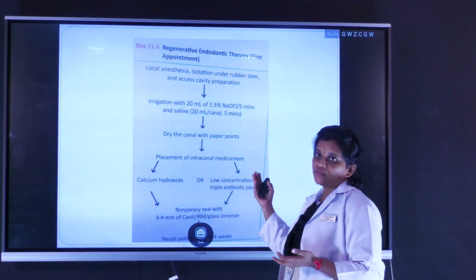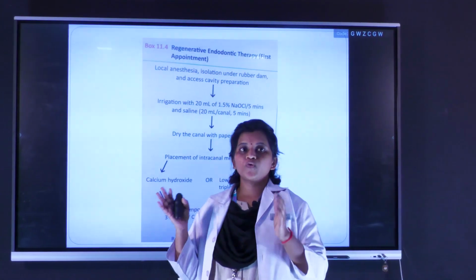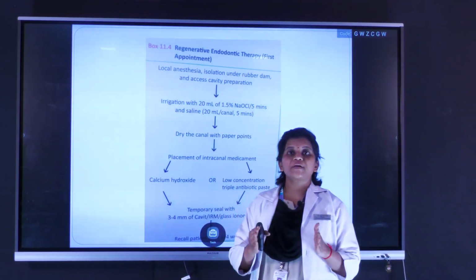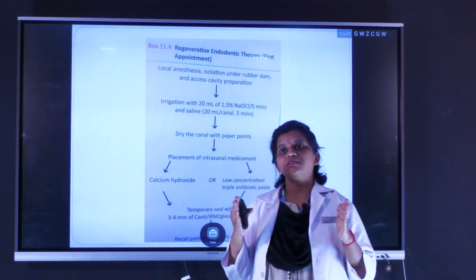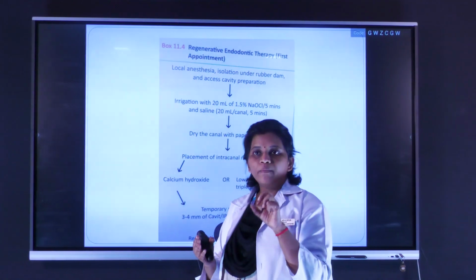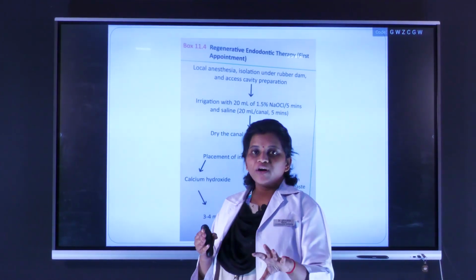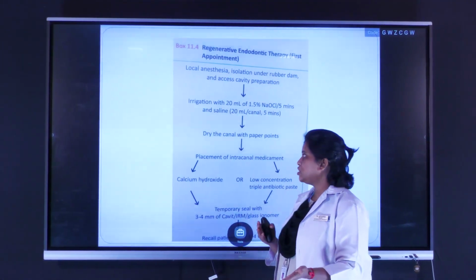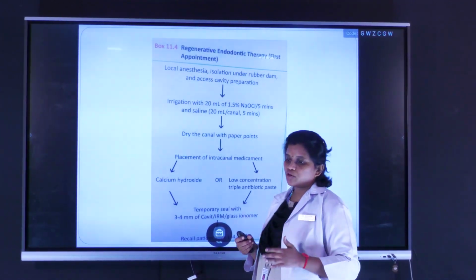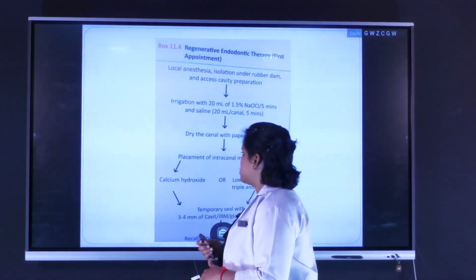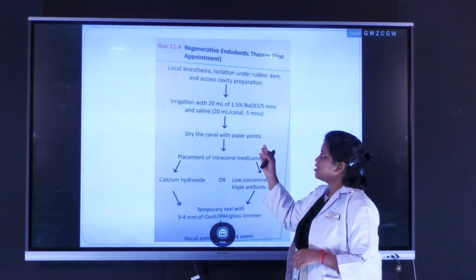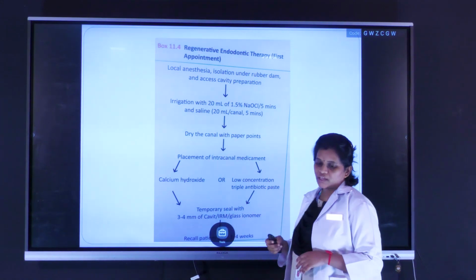So when we are aiming at a regenerative endodontic procedure, we want to conserve the stem cells present in the canal space, so that later when we induce bleeding, these stem cells can come into the clot at the bleeding point and start giving rise to cell proliferation. That is why the concentration of hypochlorite has been reduced to 1.5%. After that, we dry the canal, and then we place the intracanal medicament.